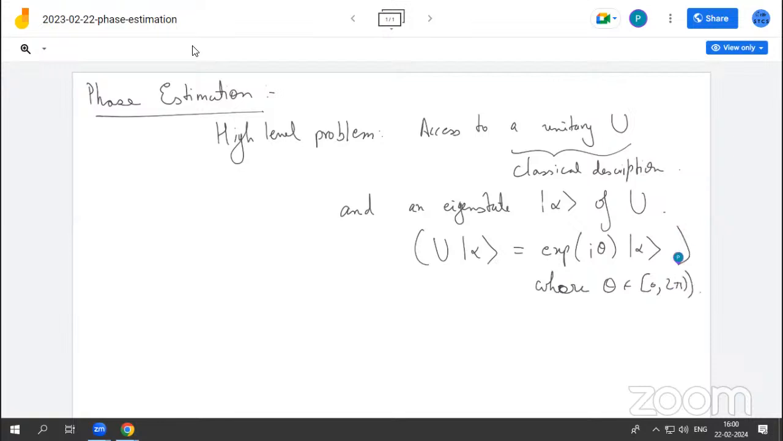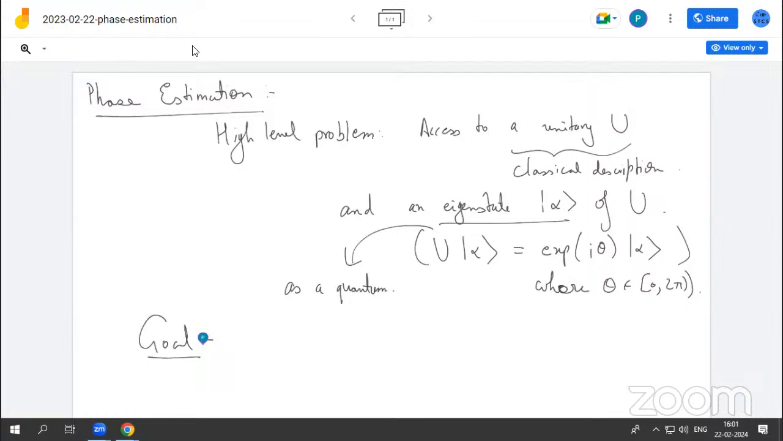Since U is unitary, the eigenvalues are all on the unit circle. So how do we have eigenstate access? This access is on some qubits. There are certain qubits which have been prepared in this state as a quantum state. So we have access to the classical description of the circuit, which gives us the ability to apply U. And alpha we have access to as a quantum state.